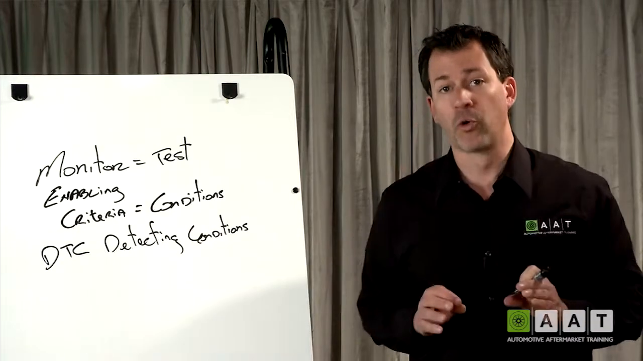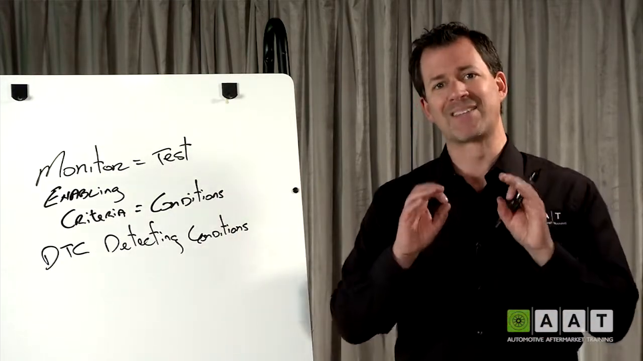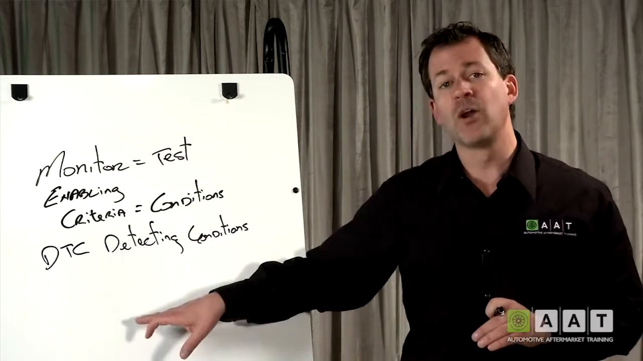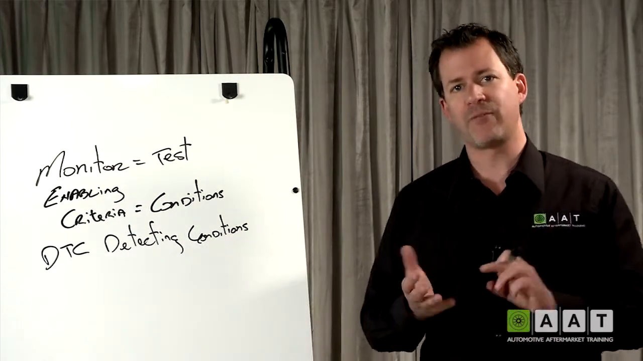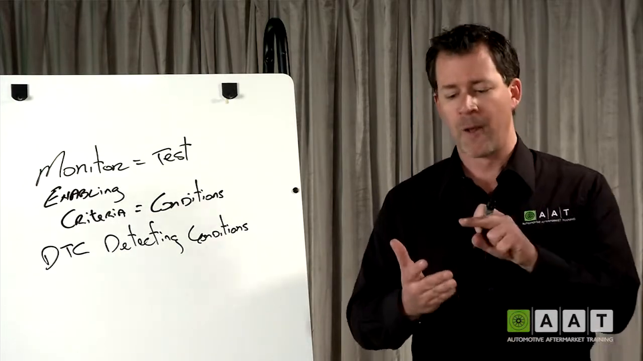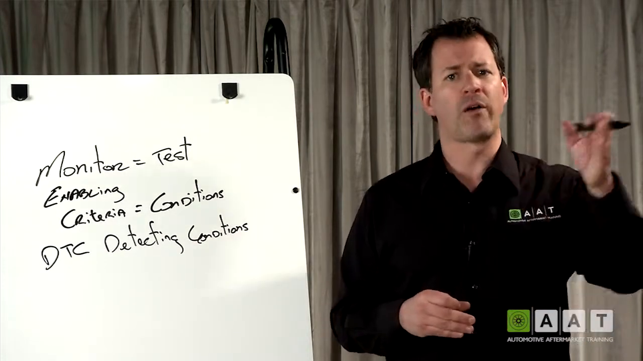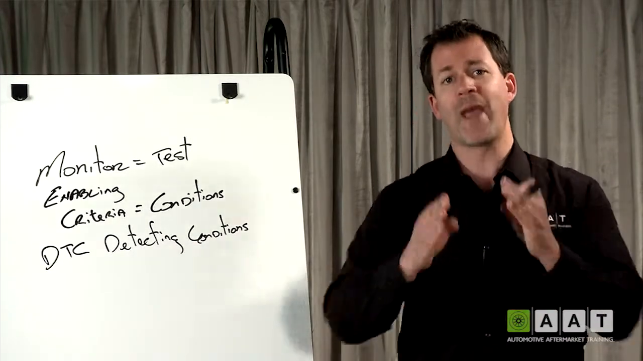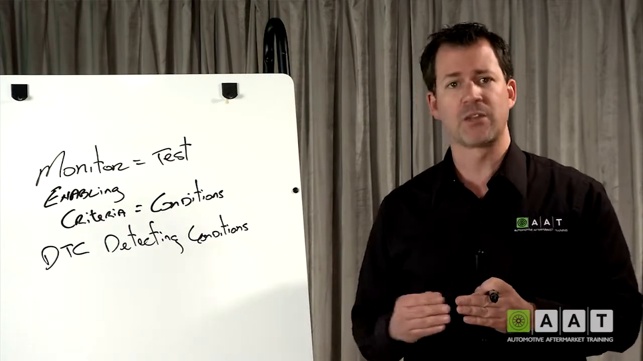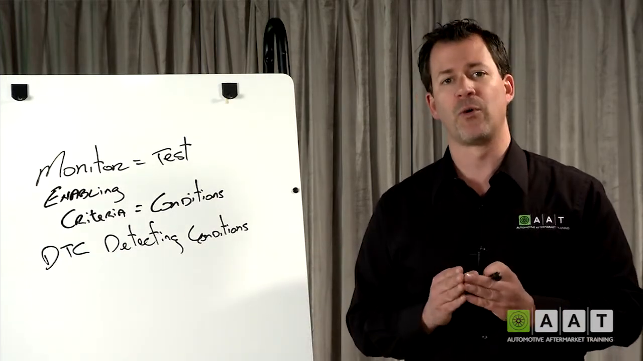Now, in our engine controls course, we're going to walk you through the entire process in an example of diagnosing a DTC by identifying the monitor, identifying the enabling criteria required to run that monitor, and identifying the DTC detecting conditions. So that while on your test drive, not only are you paying attention to what's going on, watching the scan tool, watching your DVOM, watching your oscilloscope, but the car's paying attention to what's going on.